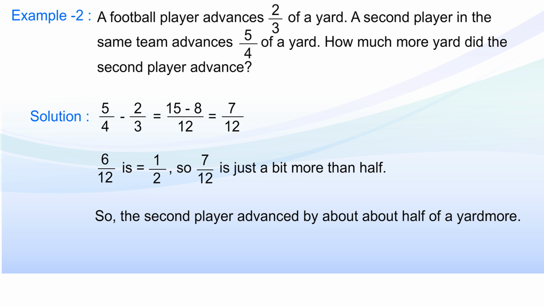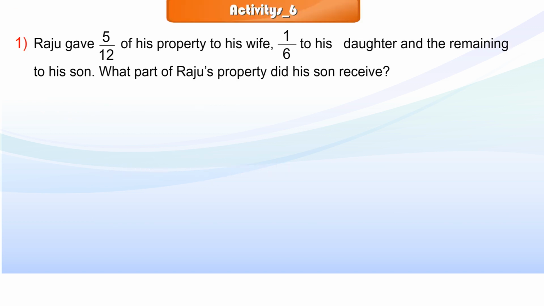Solution. 5 by 4 minus 2 by 3 equals 15 by 12 minus 8 by 12 equals 7 by 12. 6 by 12 is equal to 1 by 2. So, 7 by 12 is just a bit more than half. So, the second player advanced about half of a yard more.